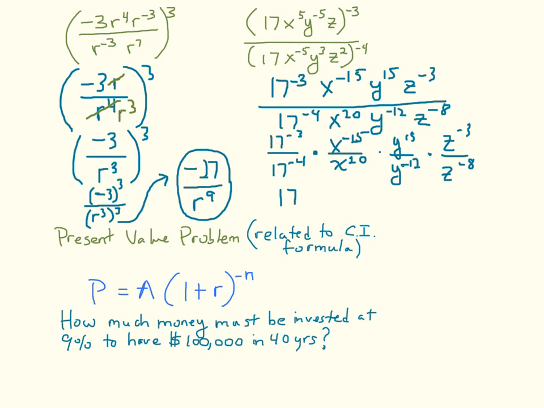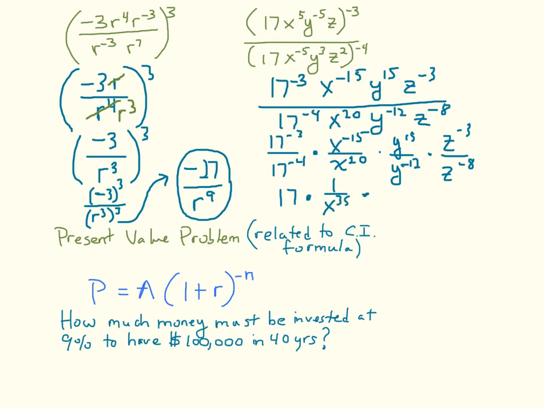I'm going to want to bring the x to the -15th down here, so it'll combine. The x to the -15 will go to the denominator as x to the 15th, and that'll combine with this x to the 20th, so that's all going to be 1 over x to the 35th power.